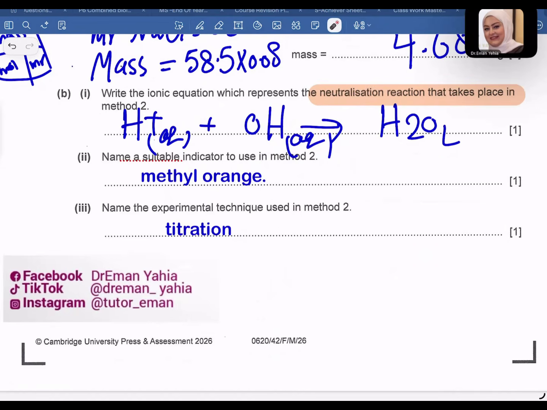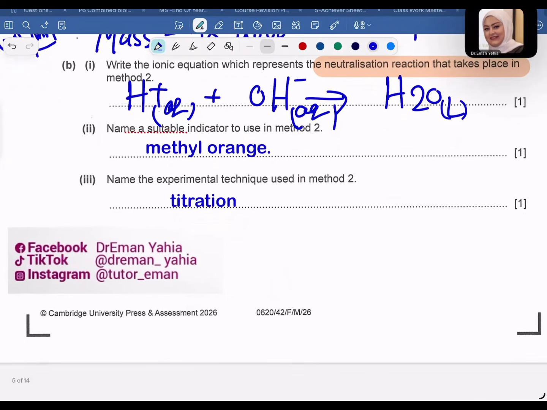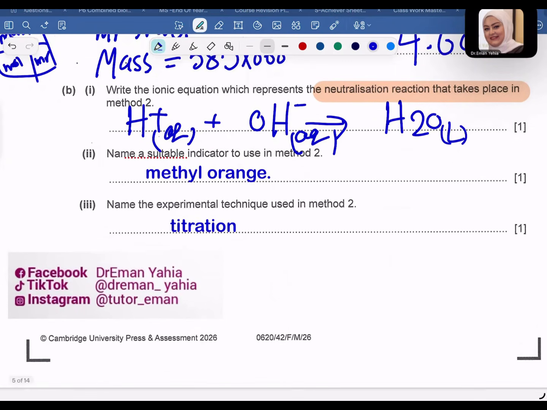Water forms when H plus ions combine with OH negative ions to form H2O. So H plus and OH negative produce H2O. Water is always liquid as it's a simple molecule. Free ions are always aqueous. And then, name a suitable indicator to use in method 2.